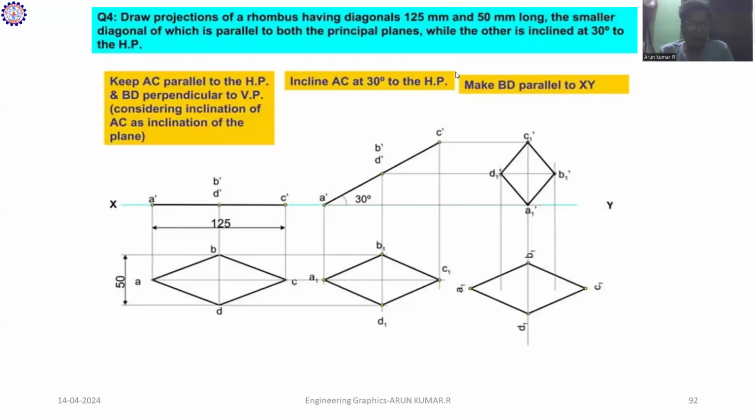Good morning. In this lecture series, we will see the resolution of lines with numerical problems. It's a very interesting one. So, what is the question here? Let's move on to the topic.